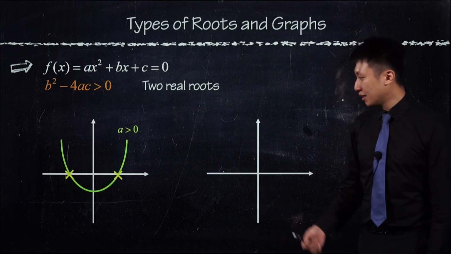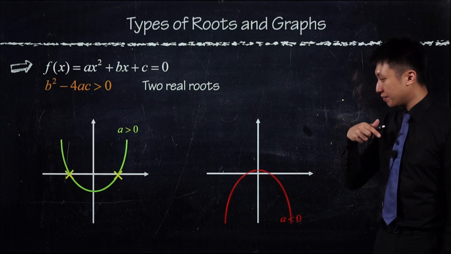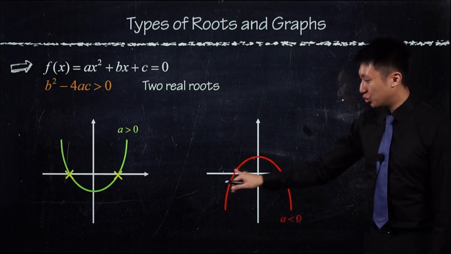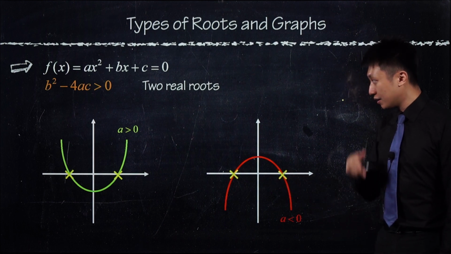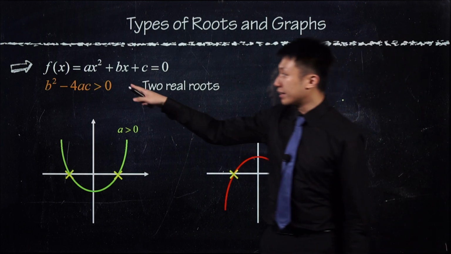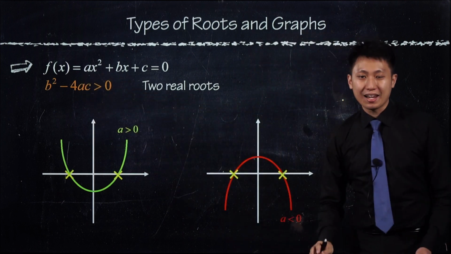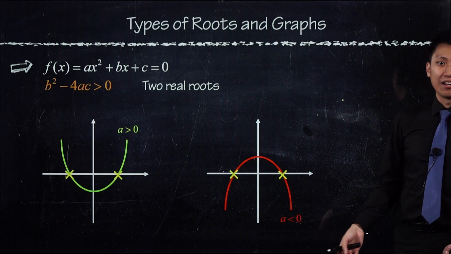In another case, when a is less than 0, it gives you a sad face, 2 intersection points. So very important, when you look at a quadratic function, you look at a to determine whether it's smiling or it's being sad.